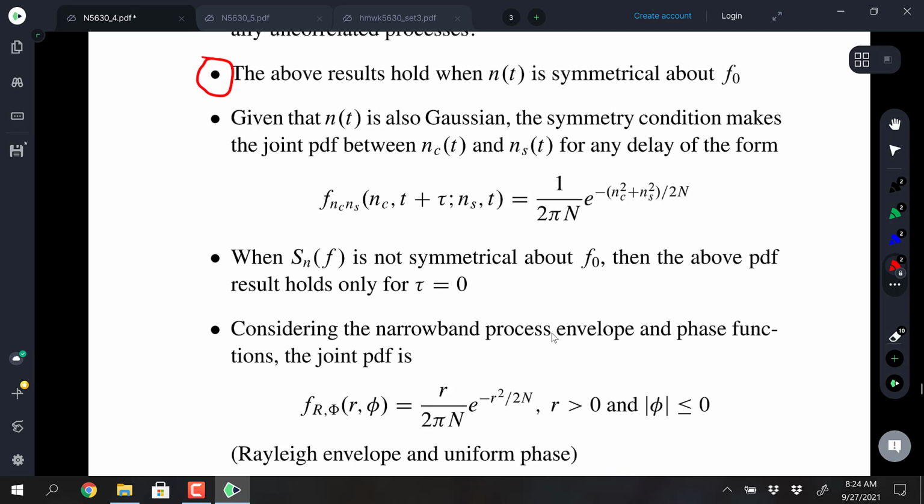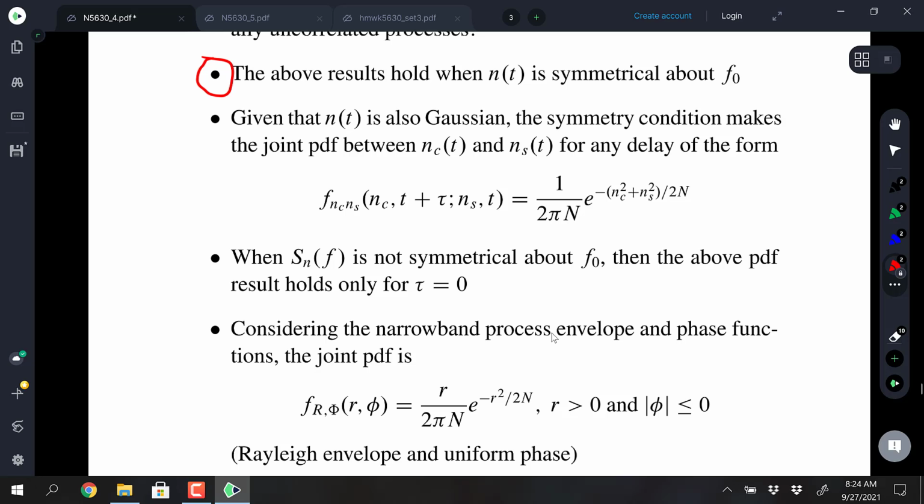Another aspect is if N of t is Gaussian, then the symmetry condition makes the joint PDF between the in-phase and quadrature noise components appear independent, because uncorrelated implies independent for Gaussian. So this is the joint noise PDF of the baseband noise processes. This is going to be used in modeling for sure.